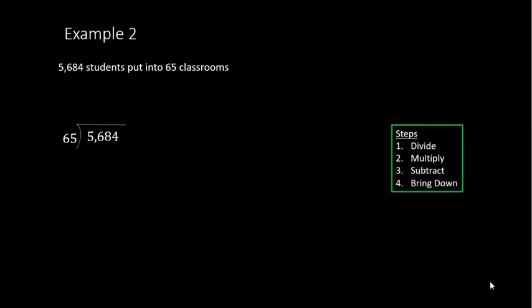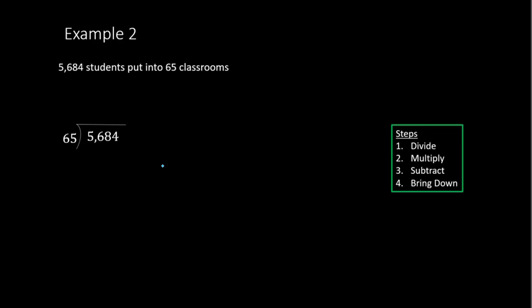Let's try another example. Here we are told that 5,684 students are put into 65 classrooms. If we're trying to figure out how many students are in each classroom, assuming that we put the same number in each classroom, what we would do is we divide. We would divide 5,684 by 65.